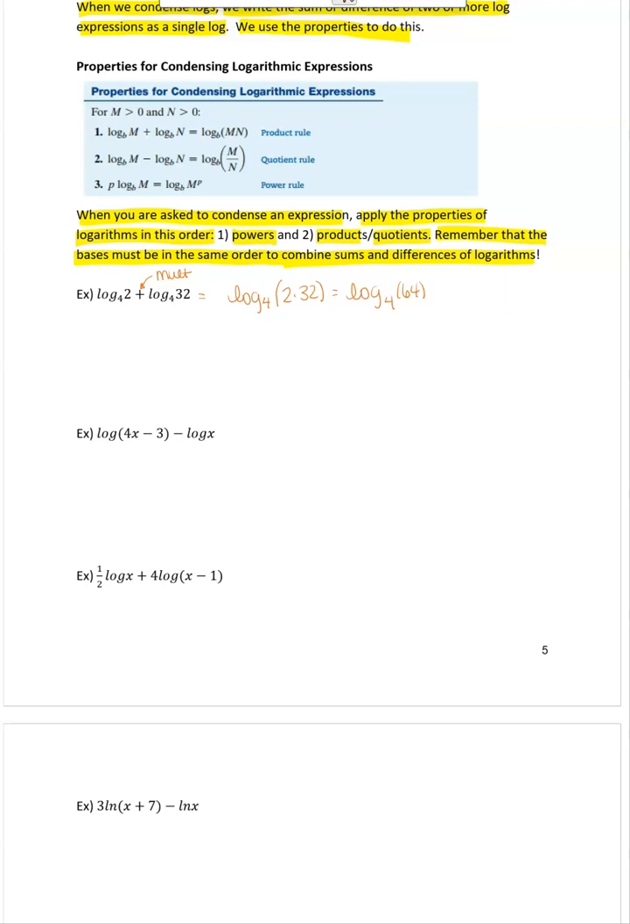Can 4 be raised to a power that would give us 64? Yeah, I'm so far behind the mouse.